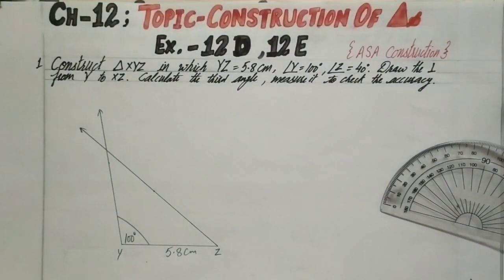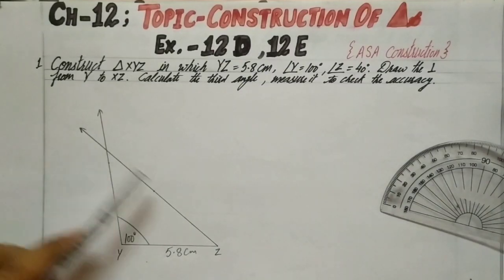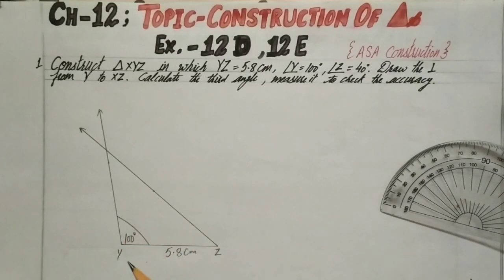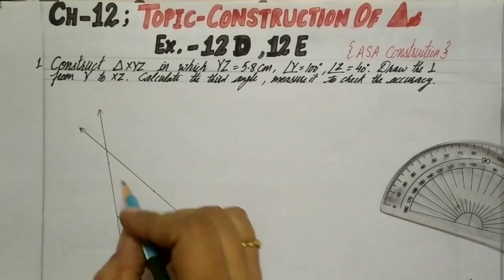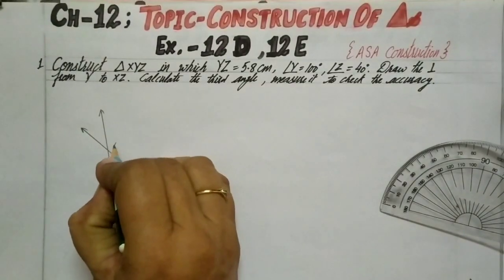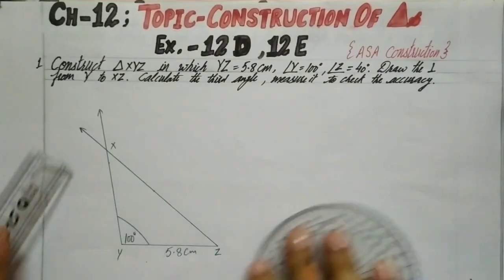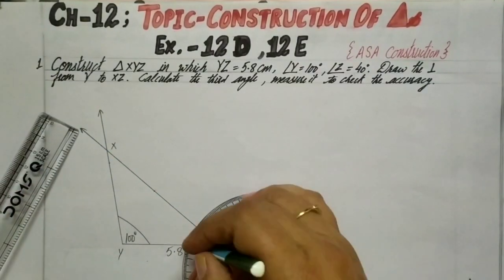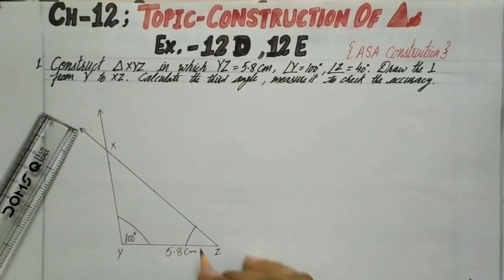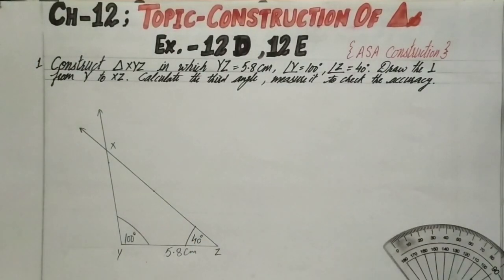In this way you will get a point of intersection of these two rays, which are the two arms of the triangle. So this point is X. Write down the measurement of Z here, 40 degrees. So this is our triangle construction.